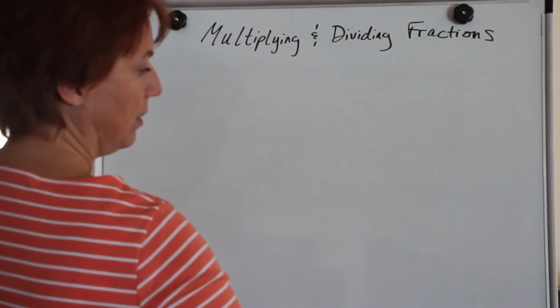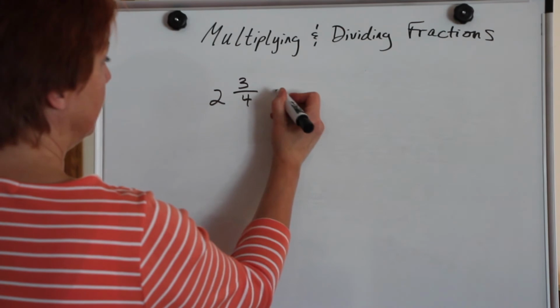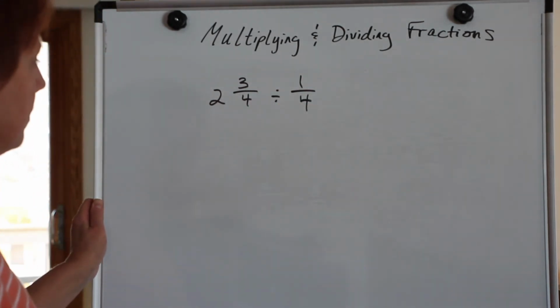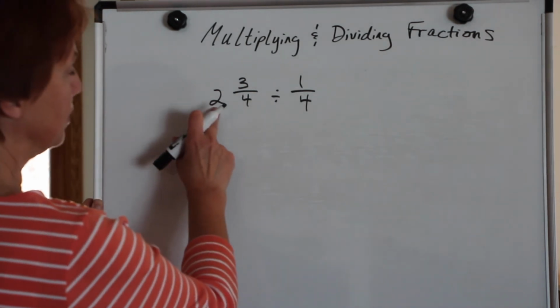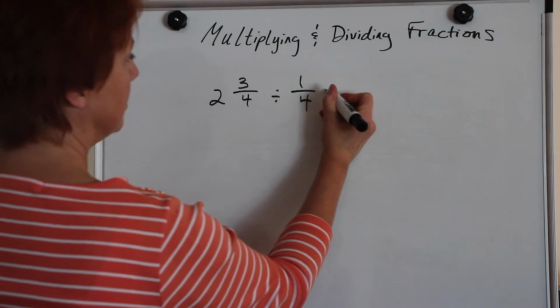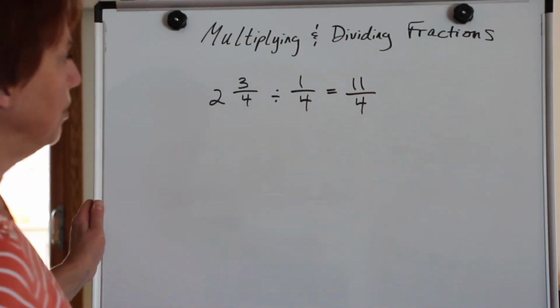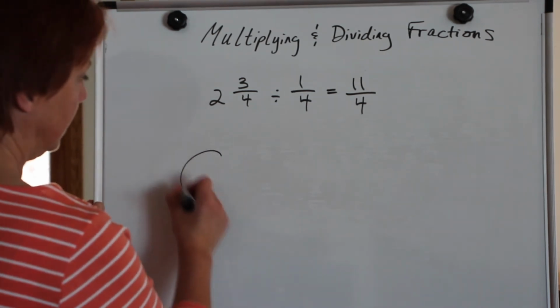And let's carry on. 2 3/4 divided by 1/4. So for this one, again, make your improper fraction first. So 2 times 4 is 8, plus 3 is 11 over 4. So 2 3/4 means we have 11 quarters.